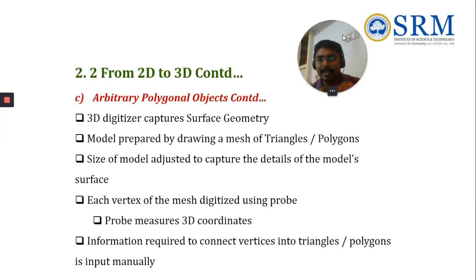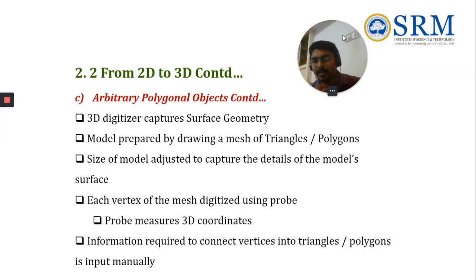We are drawing each and every thing in detail, then the size of the model is adjusted to capture the details of the model surface. Size is also important here, as we are capturing the detail of the model surface. Then each vertex of the mesh is digitized using the probe. The probe here measures the 3D coordinates. So each and every vertex and face will be aligned to the x, y and z axes, so that we can get the 3D model, which in our example here is that aircraft.